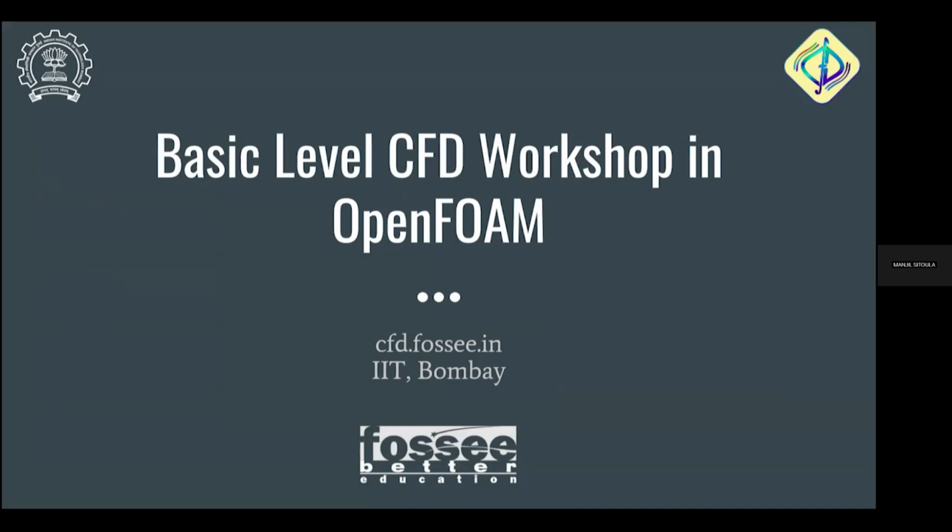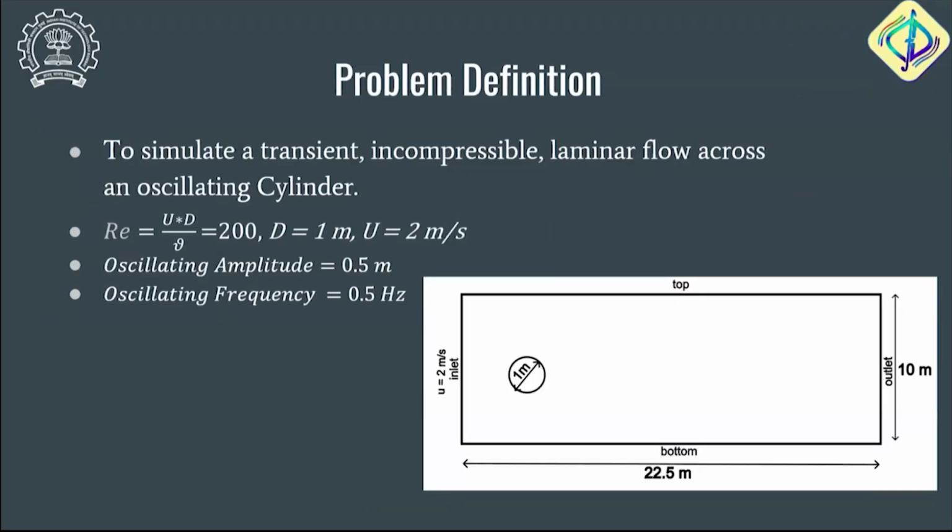So the next case setup is laminar flow over an oscillating cylinder. So these are the parameters. We will be simulating a transient incompressible laminar flow across an oscillating cylinder, for a Reynolds number of 200, which is the laminar regime. The diameter of the cylinder is 1 meter, and we have a velocity of 2 meters per second. The amplitude of oscillation is 0.5 meters, and the frequency is 0.5 hertz.